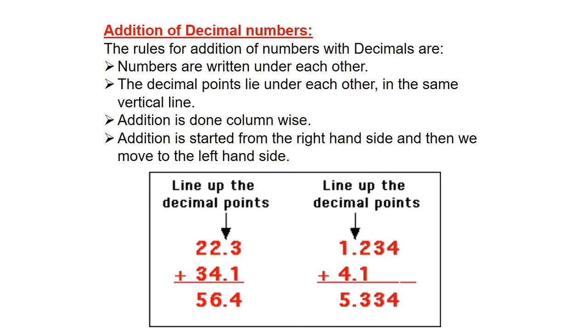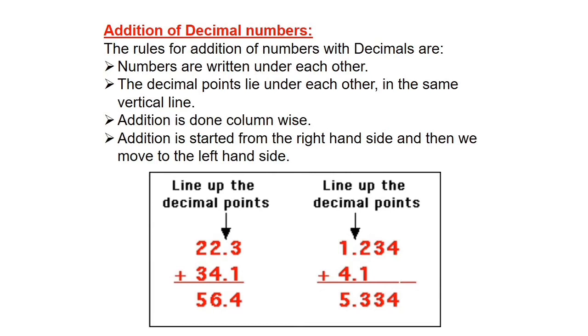Addition of decimal numbers. The rules we follow for addition of numbers with decimals are: numbers are written under each other. The decimal points lie under each other in the same vertical line. Addition is done column-wise. Addition is started from the right-hand side and then we move to the left-hand side. In the example 22.3 plus 34.1, first of all, we line up the decimal points and then do the addition and get the answer as 56.4.